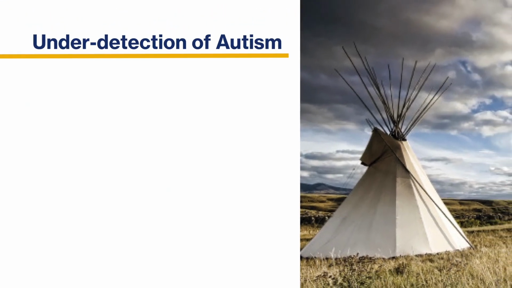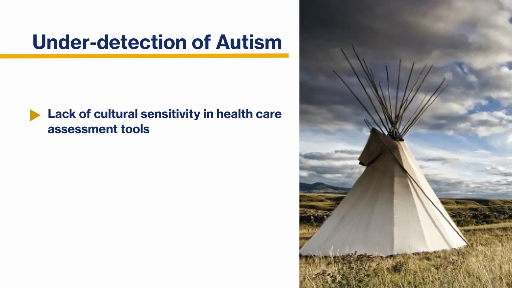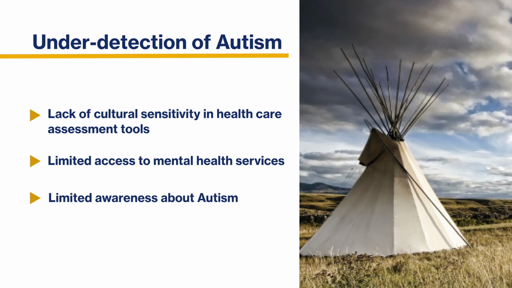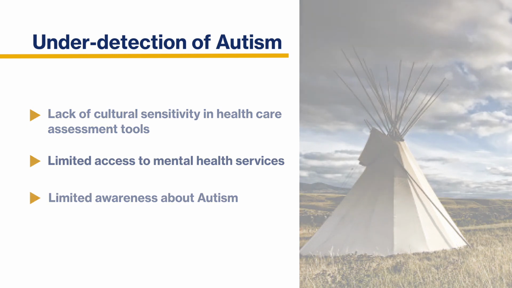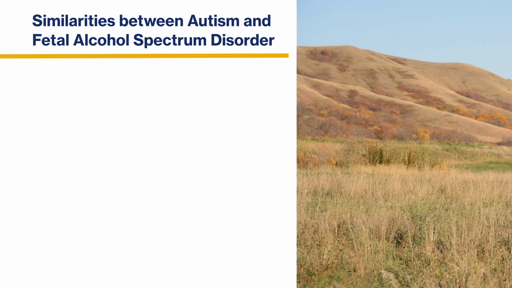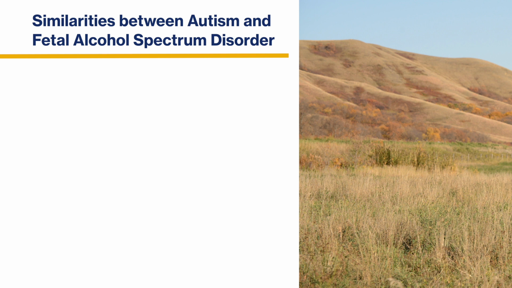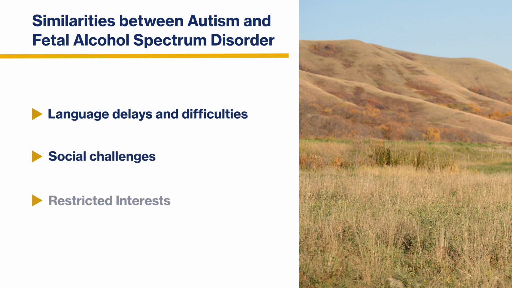In Indigenous communities, there's an underdetection of autism, which may be for a variety of reasons, including a lack of cultural sensitivity in healthcare assessment tools. For example, tools that do not reflect cultural differences of Indigenous people, limited access to mental health services, and limited awareness about autism in some communities. It's also possible that children may be getting misdiagnosed with fetal alcohol spectrum disorder, FASD, due to some of the similarities between autism and fetal alcohol spectrum disorder, like language delays, social challenges, and restricted interests, to name a few.